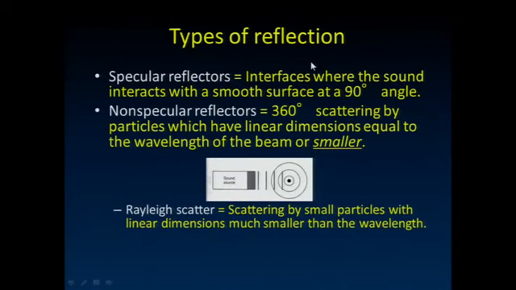There's another type of reflector that I want to talk about, right? These specular reflectors, those are those nice smooth interfaces where the sound interacts with that surface at kind of 90-degree angles, if you will. But there are non-specular reflectors where the sound basically scatters away in all sorts of different directions. And this occurs when we have irregular surfaces or small little particles which have linear dimension equal to or smaller than the wavelength of the ultrasound beam.